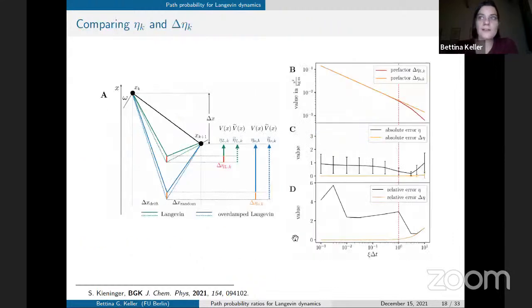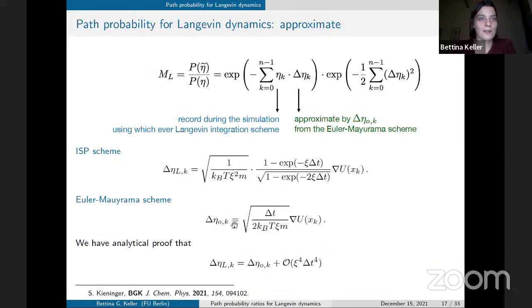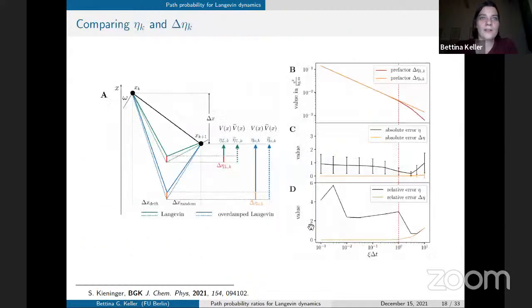So here's the error analysis between the exact expression and the approximated expression. So the difference between ISP and Euler-Maruyama, the difference between underdamped and overdamped dynamics, as a function of the time step. Essentially, MD simulations are conducted here in this regime, and you see they're right on top of each other. And this is the absolute error in delta eta k, and that's the relative error. It's really 0.